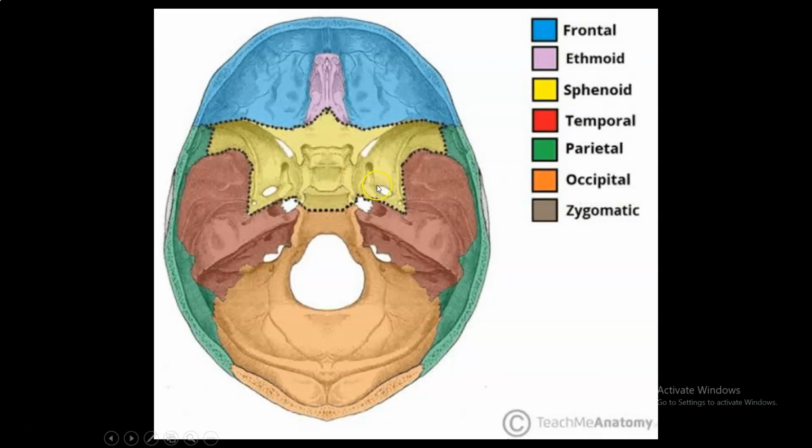Another time you see that this bone is containing some foramina, which are the foramen rotundum, foramen ovale, and foramen spinosum. Foramen rotundum is present in the medial part of the sphenoid bone, and the foramen ovale and the foramen spinosum in the base of the sphenoid bone.